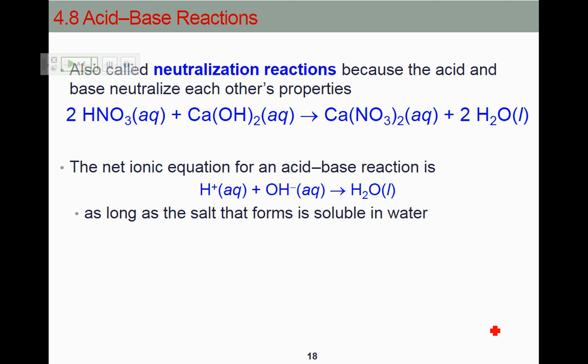So our net ionic equation for a neutralization reaction is always H+ aqueous plus OH- aqueous gives us H2O liquid. So if it's an actual acid-base reaction, this will always be your net ionic equation, as long as the salt that forms is in fact soluble in water. If the salt that forms is insoluble, then you'll have a slightly different thing. But in most cases your salt will be soluble. So just keep that in mind.